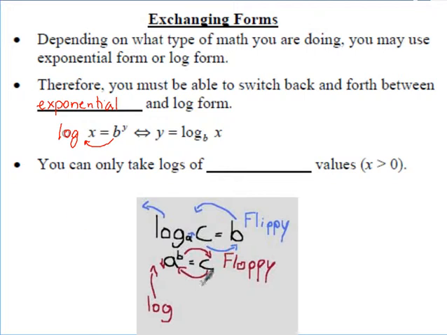So I found some kid's handwriting or whatever. Flippy and floppy. You can only take logs of positive values.